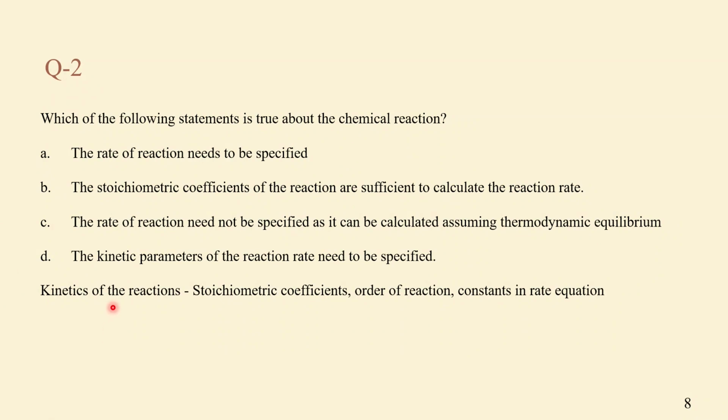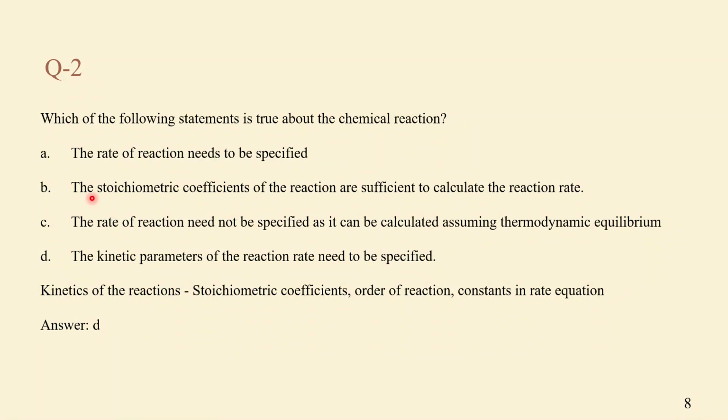Because when we are solving for a chemical reaction inside the system, we need to have an idea about the kinetics of the reaction. Kinetics of the reaction include the stoichiometric coefficients of the reaction, the reaction equation, and the order of reaction, that is first order, second order, whatever, and the constants in the rate equation. So rate constants. So it is option D. That is, we need to know kinetic parameters of the reaction rate. So this is the true statement about the chemical reaction.